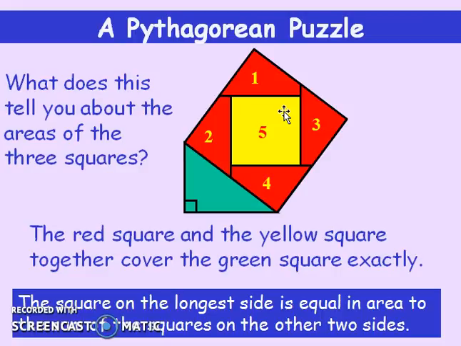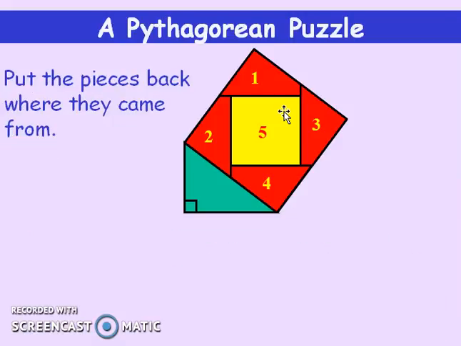Okay, think about it. I give you 10 seconds. Okay, the red square and the yellow square together cover the green square exactly. From here we can see that there is no green square right now, right? So the square on the longer side is equal in area to the sum of the squares on the other 2 sides. Okay, and then put the pieces back where they came from.